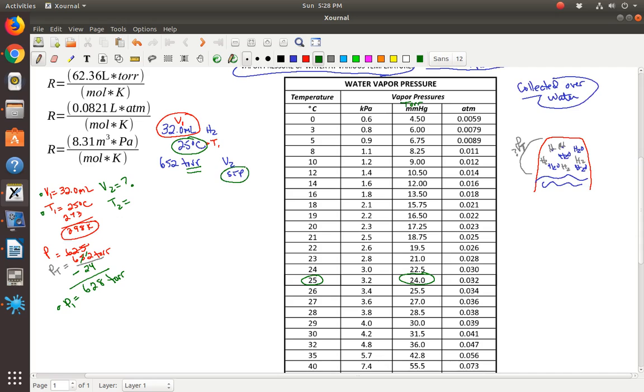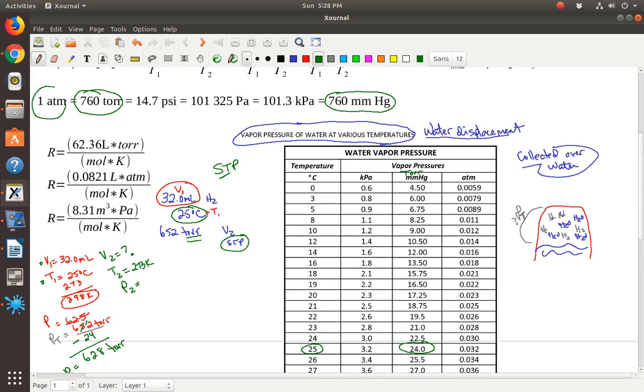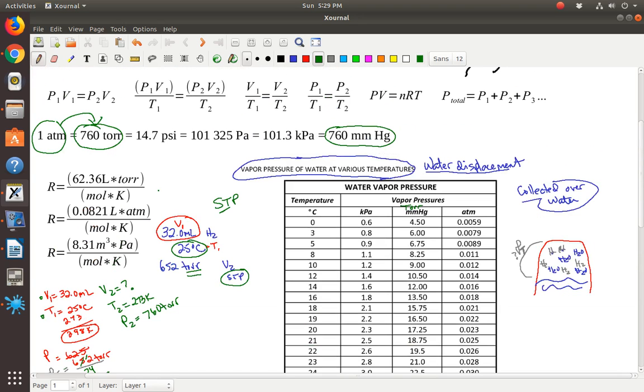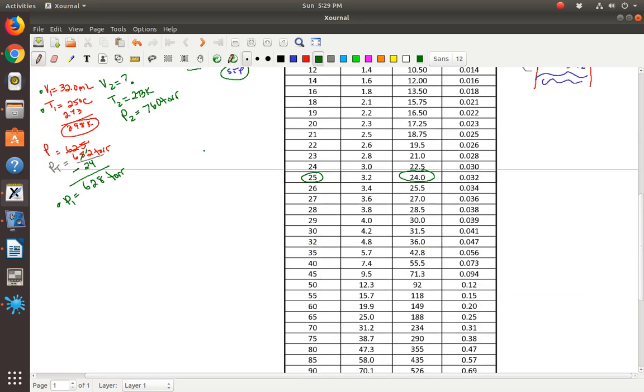T2 is at STP. Remember, STP is standard temperature and pressure. Standard temperature is 273 kelvins, and standard pressure is 1 atmosphere, or anything that equals 1 atmosphere. So here's 1 atmosphere: 760 torr equals 1 atmosphere. I'm putting it in torr because I want my units to match. So now I have 2 V's, 2 T's, and 2 P's. The only formula that has 2 V's, 2 T's, and 2 P's is the combined gas law. So that's the formula I use.